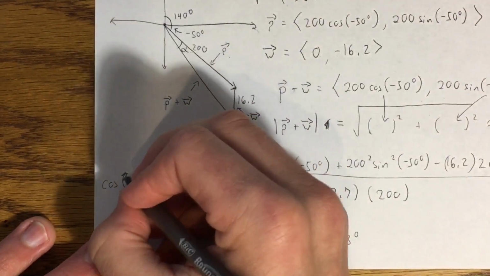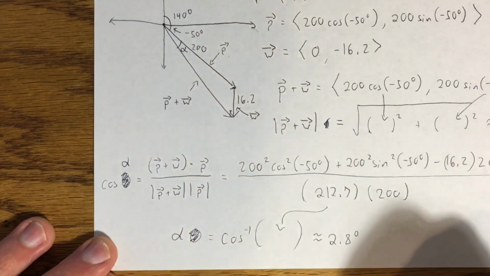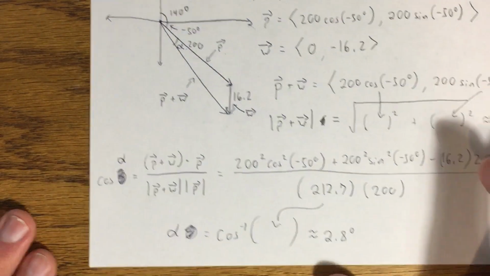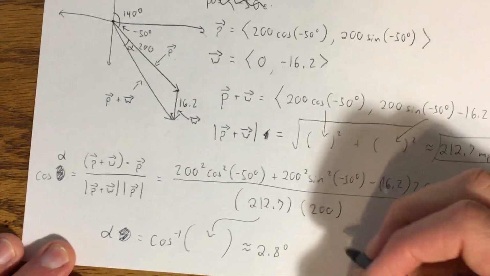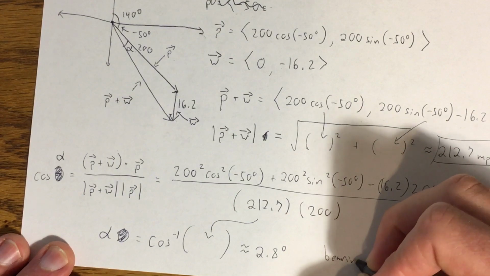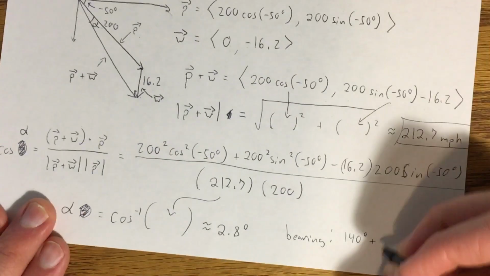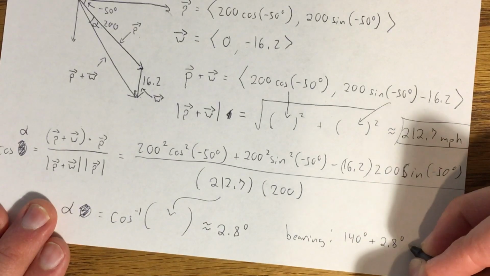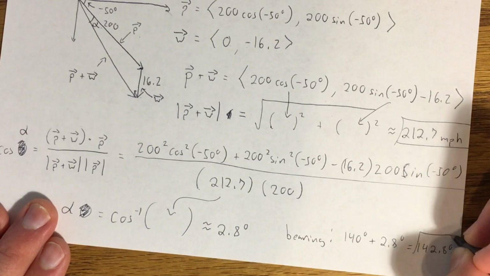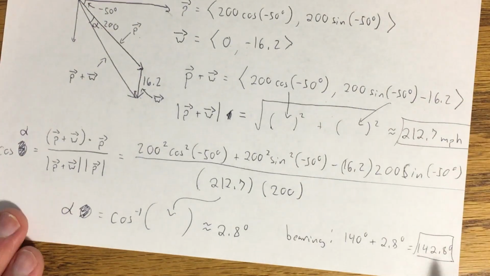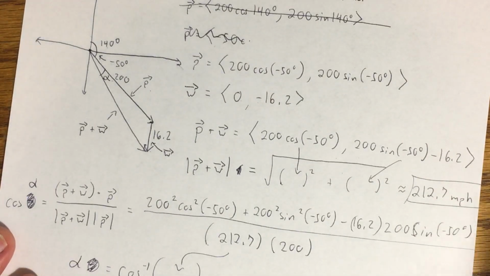So now I called that theta, but actually if you look at the original diagram, it was alpha. So let me change those to alphas. That's specific to our problem here. Alpha is equal to that. So what is the bearing of the plane then? Well, the original bearing was 140 degrees. But that 140 degrees is getting an extra 2.8 degrees added to it, giving me 142.8 degrees. And that would be what we call the true bearing of that plane. So there's the bearing. And right here, we found the ground speed.